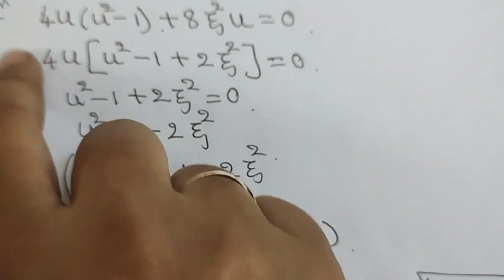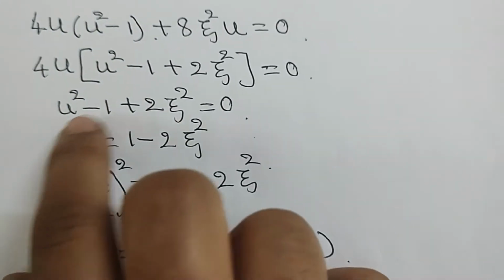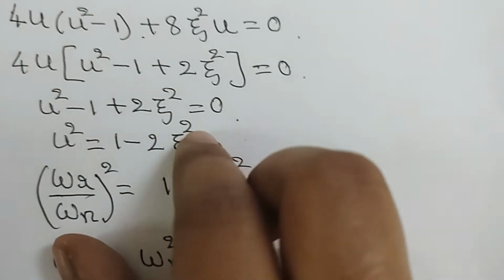The 4u will become 0 and go to the right side. So u square minus 1 plus 2 zeta square equals 0.